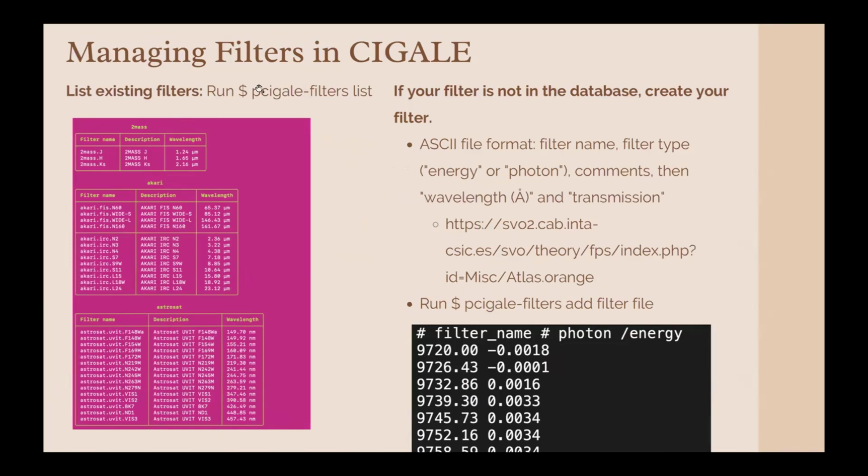So when you run this parameter, all the filters available are going to appear here. However, it could happen that you want to use a filter that's not available in CIGALE, so you have to add it yourself. And then you have to create another ASCII file with either energy or photon, with the wavelength and the transmission. So this website here is very useful for that because you can download it for a lot of different bands in different telescopes.